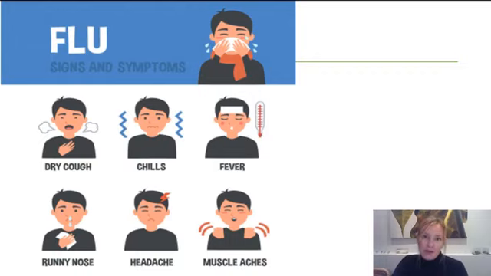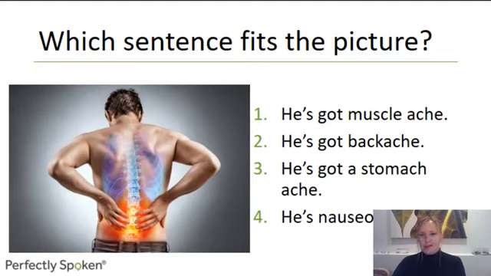So I hope you're not ill. We're going to continue. Move on with the lesson. Right, okay, so here you can see this picture of this man here is obviously suffering. So which sentence fits the picture? We've got 4 different sentences. He's got muscle ache, he's got backache, he's got stomach ache, or he's nauseous. So yes, I agree with you. Sentence 2 is the best option.